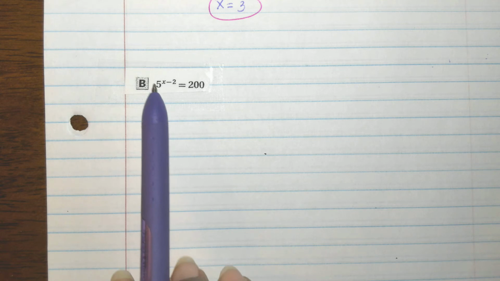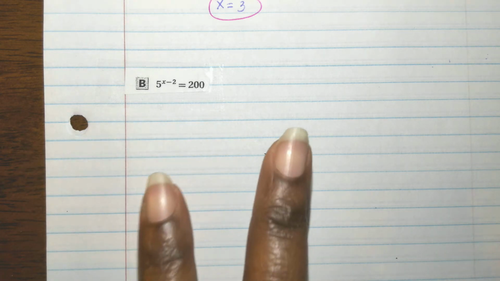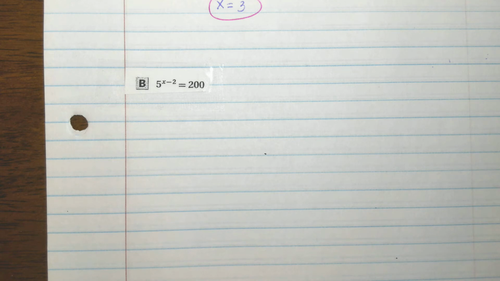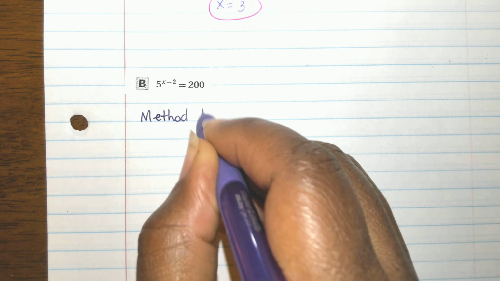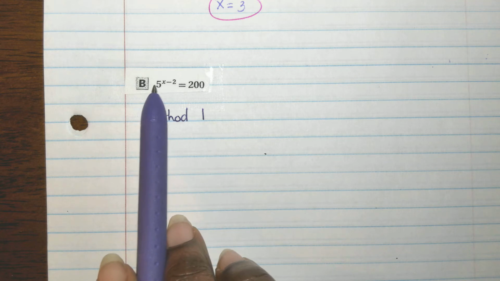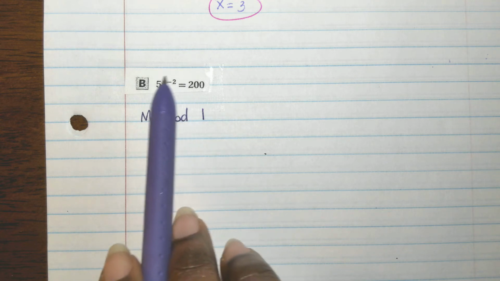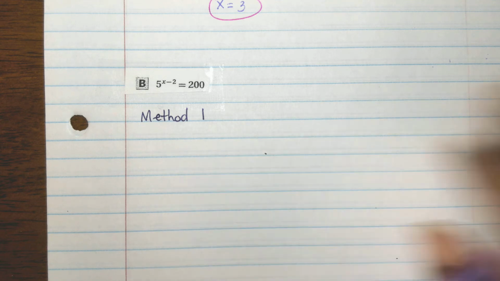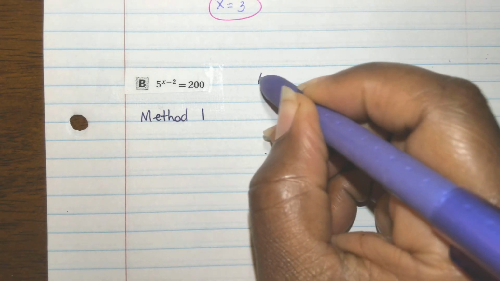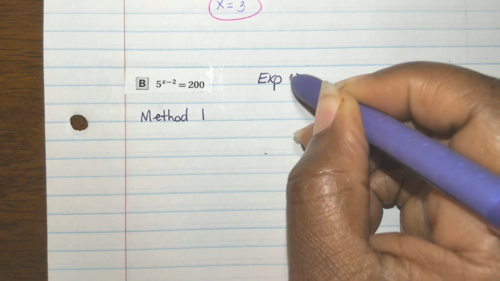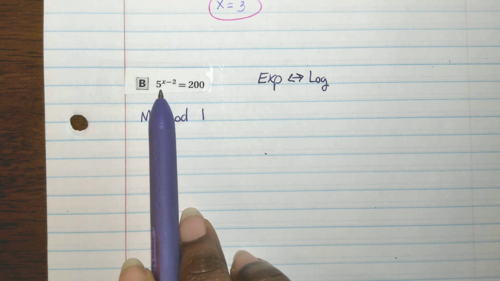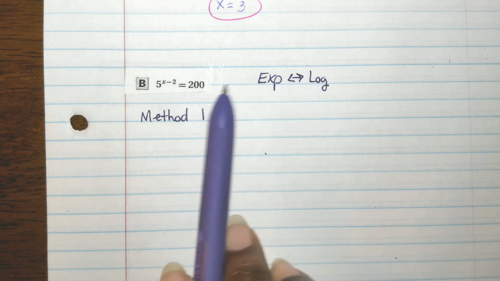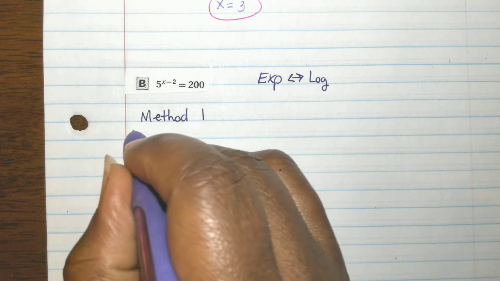So what we're going to do is take a different approach. There are two ways that we can solve this equation. Method 1 is going to use inverse operations. Right now we are raising the 5 to a power, and that's an exponential. If you remember, the opposite or the inverse of exponentials are logarithms. So if you want to undo an exponent, you have to apply a log. That's what we're going to do for method 1: we're going to take the log of both sides.